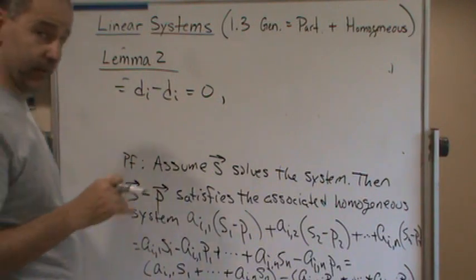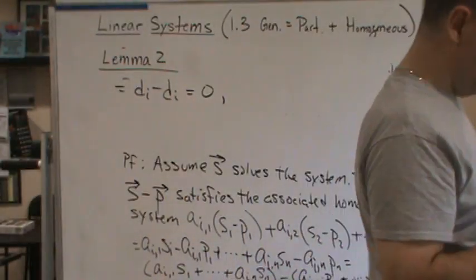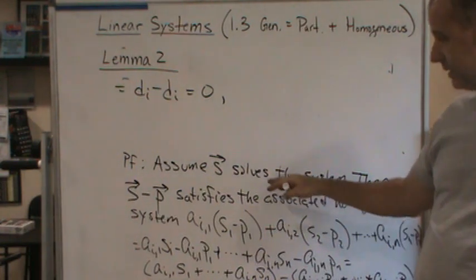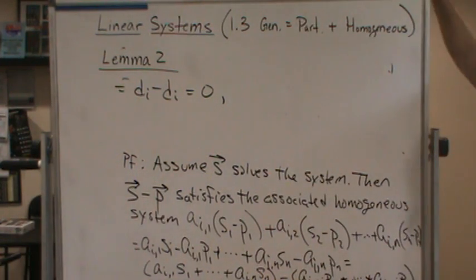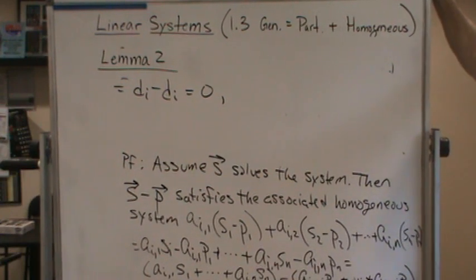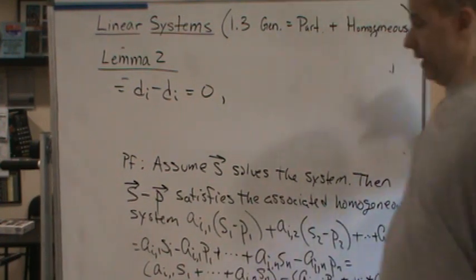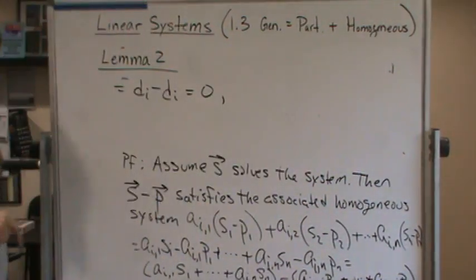Okay, so let's think about this. We're assuming S is a solution, solves the system, right? Okay, so that's our particular solution. We just showed that S minus P, the vector S minus P, satisfies the associated homogeneous system. Now all we have to do is show that S has the right form for being in the solution set P plus H, right?